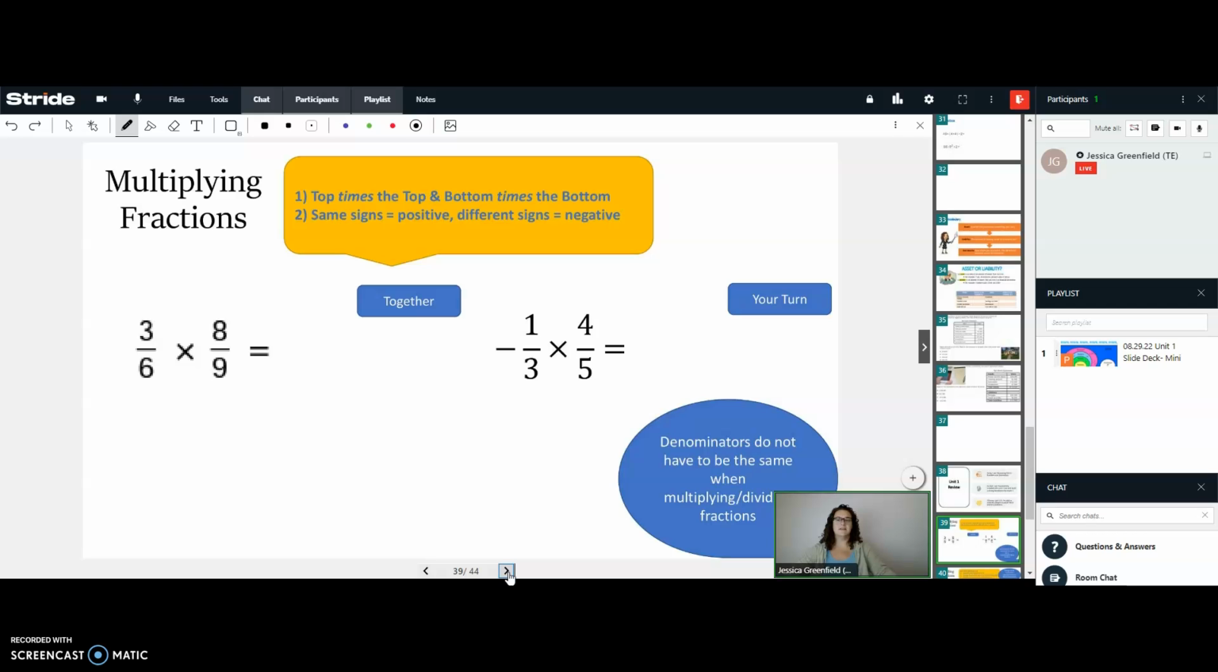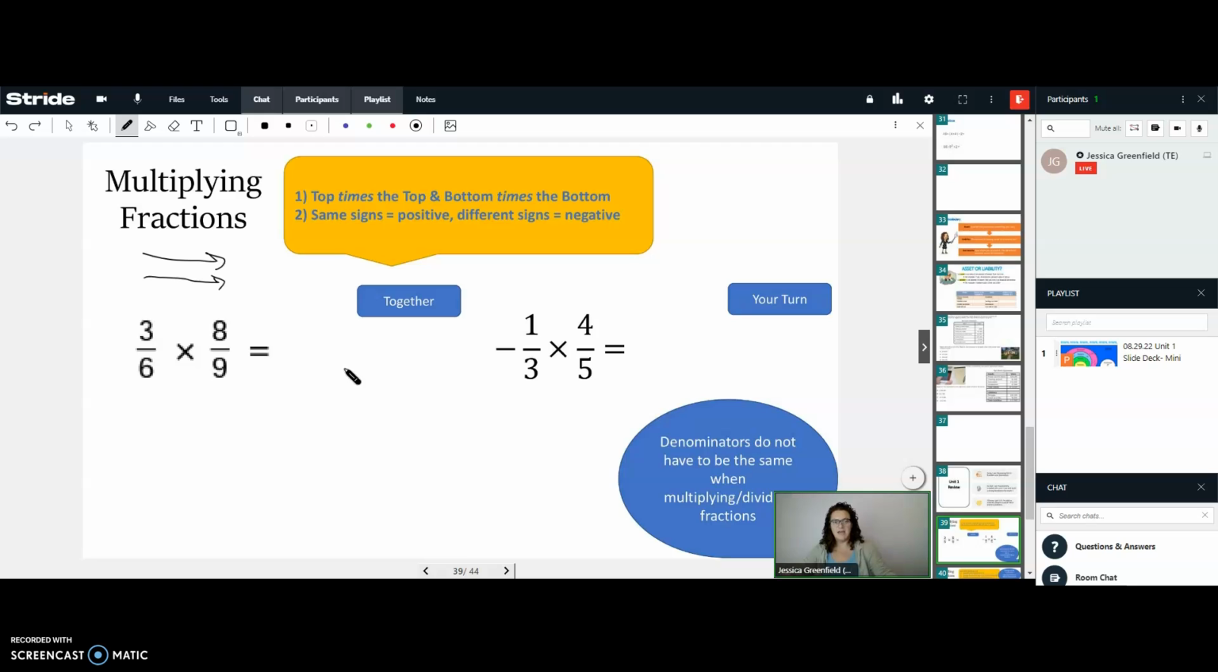So first, let's take a look at multiplying fractions. So remember that this is going to be like the railroad, right? So we want to make sure that we're multiplying straight across on top, straight across on bottom in that fraction. So multiplying straight across in the numerator, straight across in the denominator. We'll talk about signs and that second step in just a second. So first, let's just take a look at this.